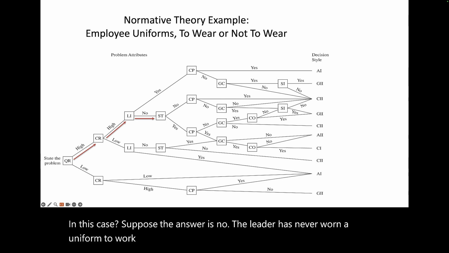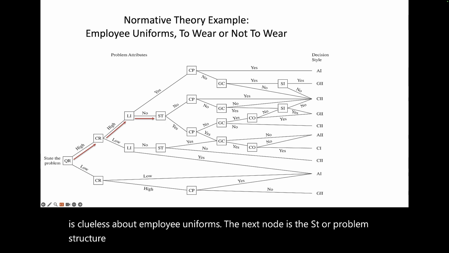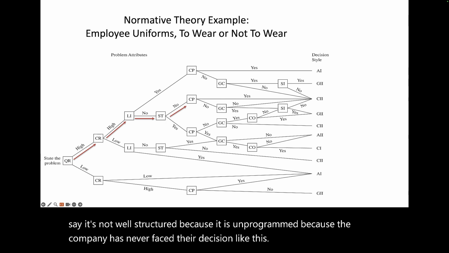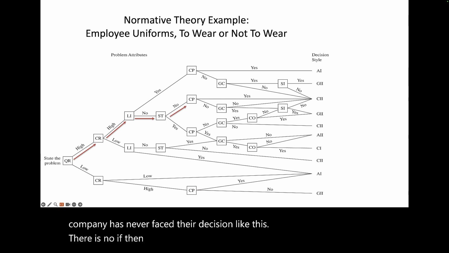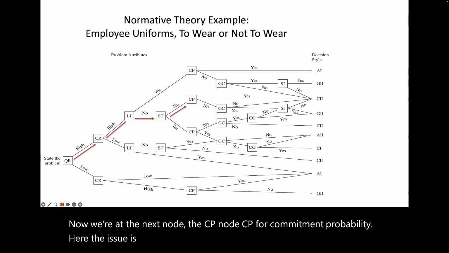The next node is the ST, or problem structure node. Here we ask, is the problem well structured? Let's say it's not well structured because it is unprogrammed, because the company has never faced a decision like this. There is no if-then scenario in the employee handbook on this issue. Now we're at the next node, the CP node, CP for commitment probability. Here the issue is that if the leader makes the decision alone, will the subordinates be committed to the decision? Very few people like having a dress code thrown on them.